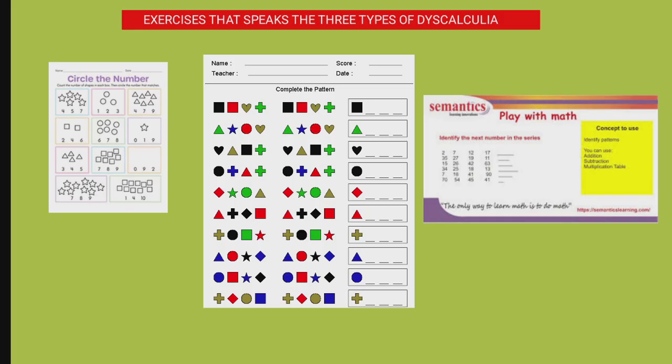Now look at these exercises. The first one, if you get it, good. The first one, you're seeing circle the number. The second one, you're seeing complete the pattern, and then you're seeing semantics. So I think it should be easy for you to understand where each falls.